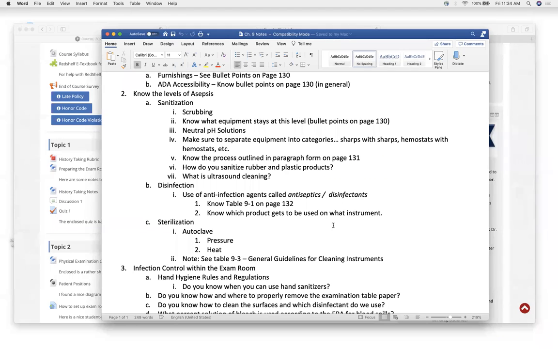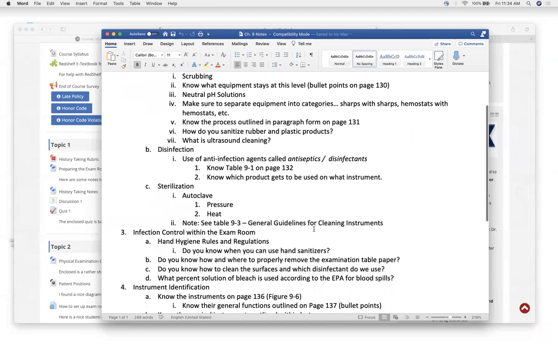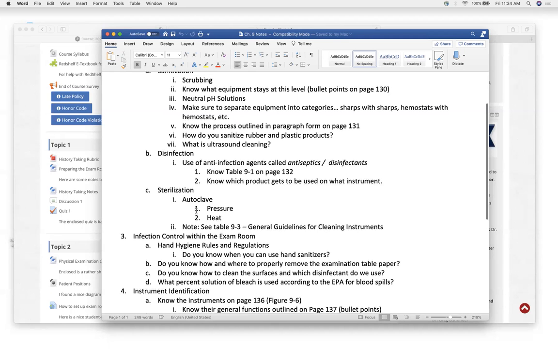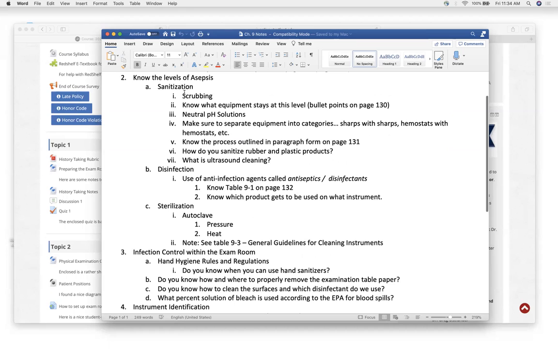All righty. So, sterilization, that's autoclave. This is a lovely both A and B question. Autoclave could use pressure or it could use heat or both. And there's a guideline on how to do that. And we're gonna go over in lab how to use an autoclave. In order to use the autoclave, my instruments that are sanctioned to be used in an autoclave for sterilization, we got to scrub them, make sure there's no material on it.